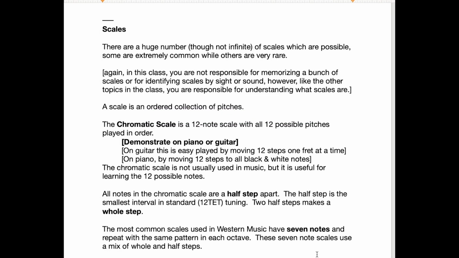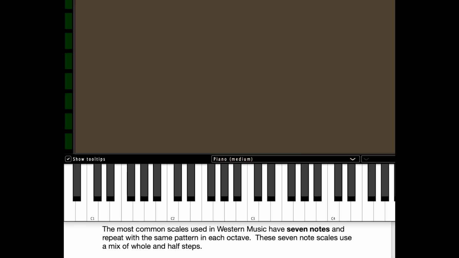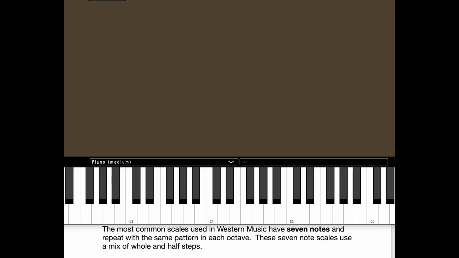So as we start to look at scales, first we should think about what a scale is. So I've pulled up a little program here called BitClavier. It's a free program that lets you play around with different types of piano sounds. And let's start by just listening to a C major scale. So that's a scale. It's a 7-note scale that has all of its notes arranged into ascending or descending order. That makes it a scale.